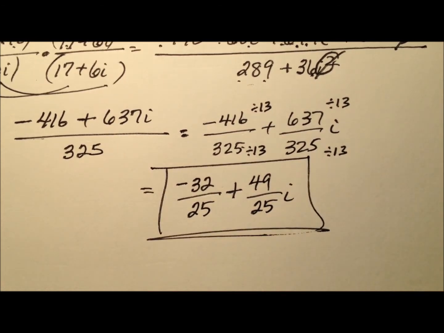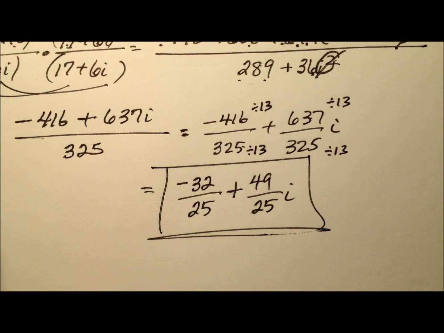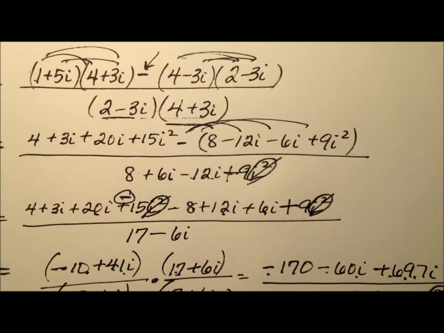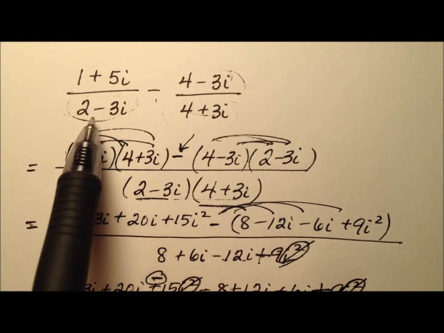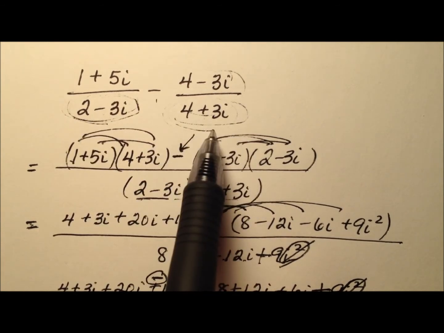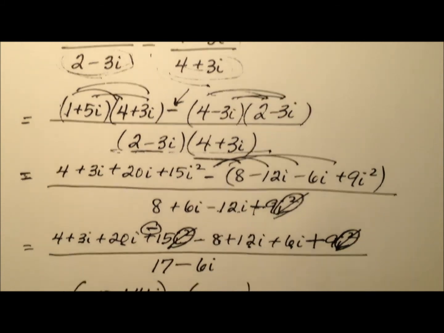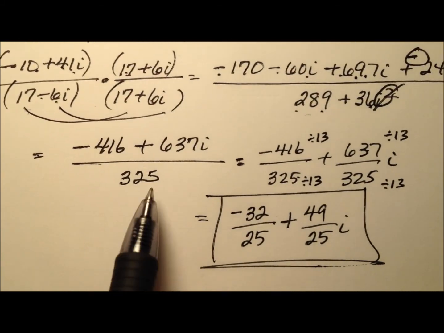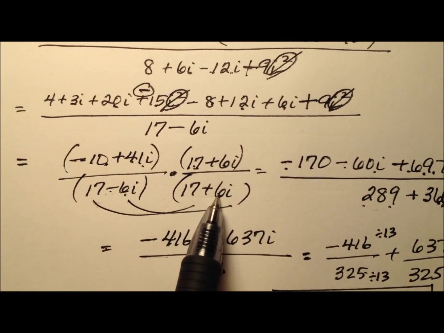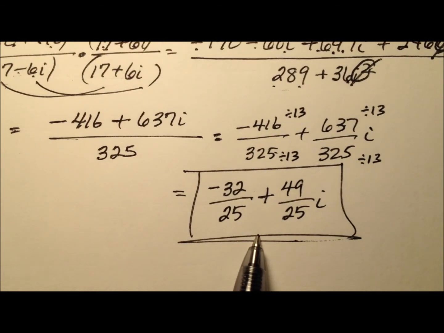Alrighty, so the way we tackled this subtraction problem was we noticed they had complex numbers in the denominators. So we got common denominators first, and then we went ahead and rationalized this denominator, and this is our answer.